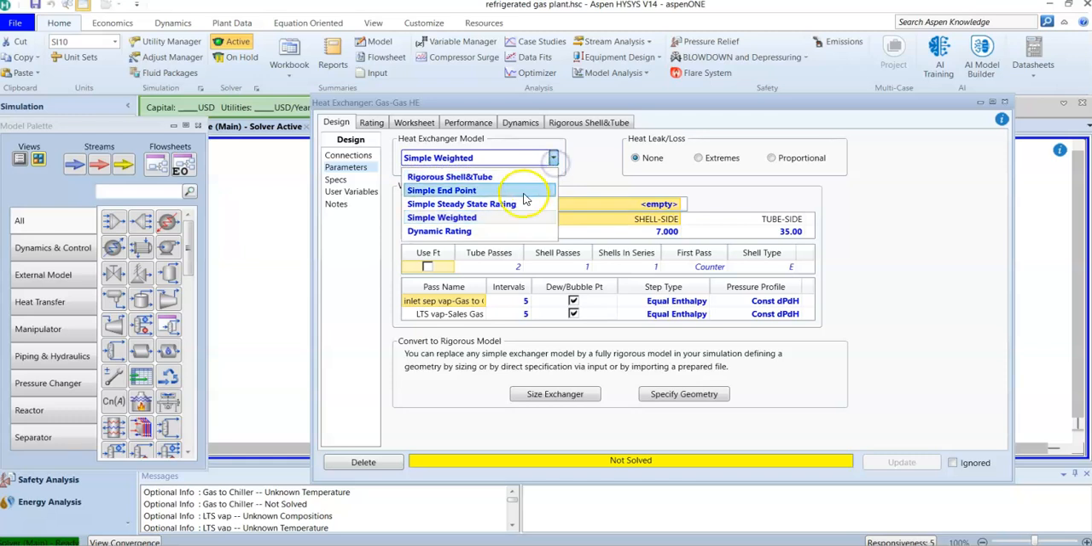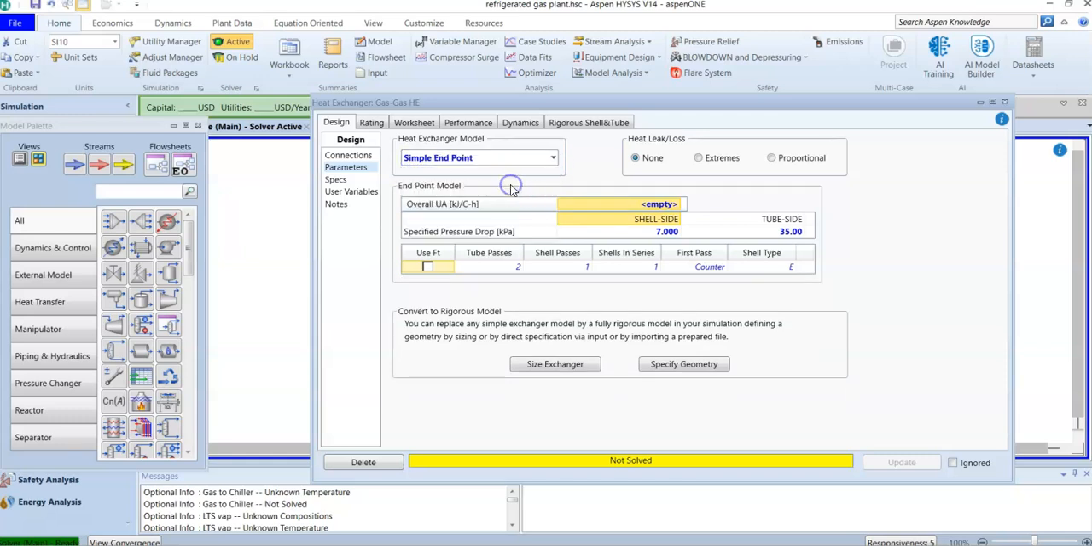Okay, let me select it at the beginning. If we are talking about this one, it uses the normal equation that is known for the calculation of the duty, which is Q, which is the heat, equal to UA delta T. UA here is the overall heat transfer coefficient multiplied by the A, which is the area, and the delta T, which is the difference in temperature. So this is the simple endpoint, and it is using a simple equation.